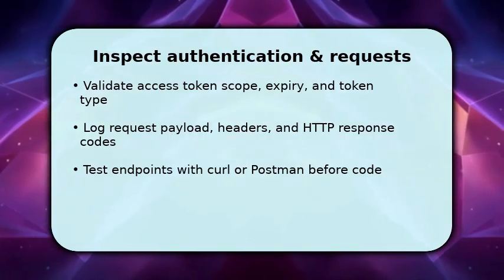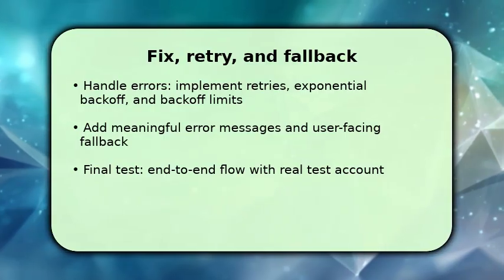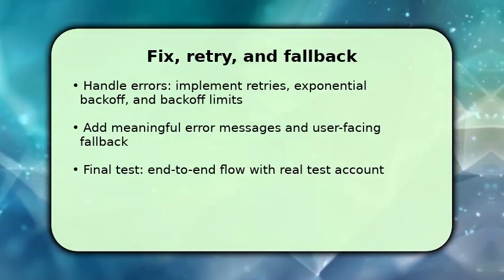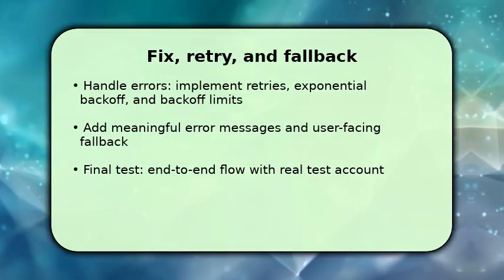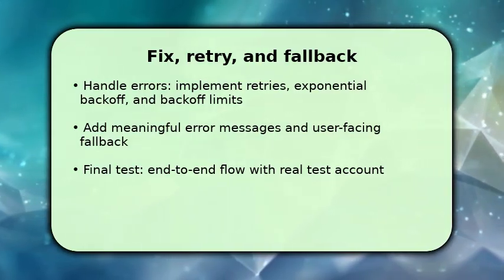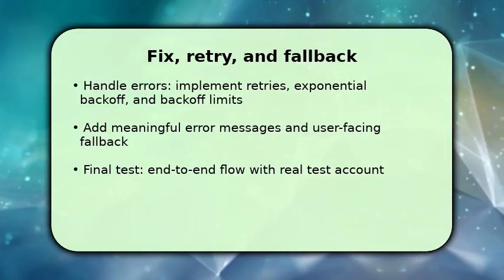To finish, update your code to handle API errors robustly. Add retry logic with exponential backoff, limit attempts, and surface clear error messages. Also include a graceful fallback so users see an alternative if posting fails. Then run an end-to-end test using a real test account or a staging app to confirm the full flow.